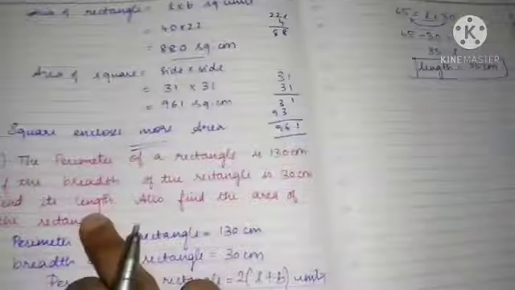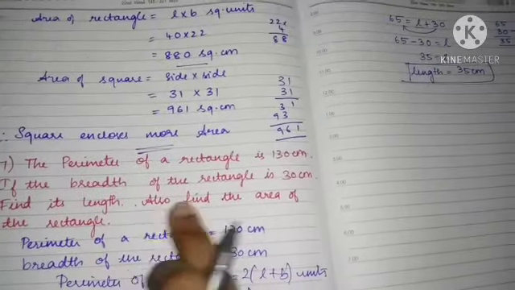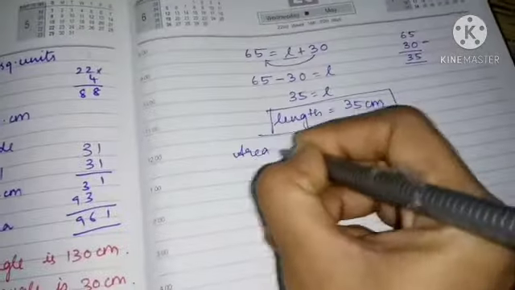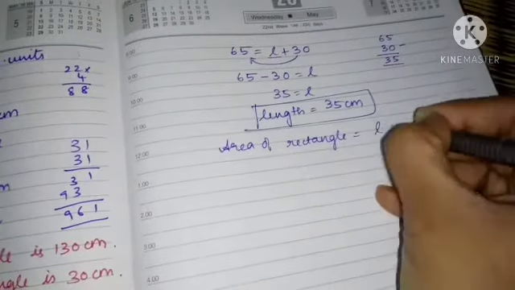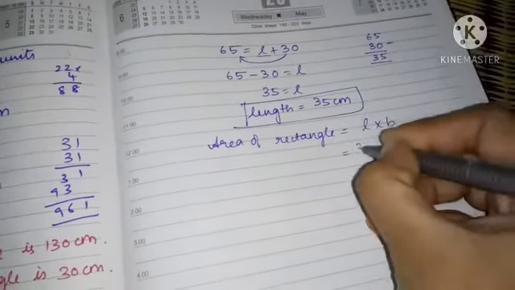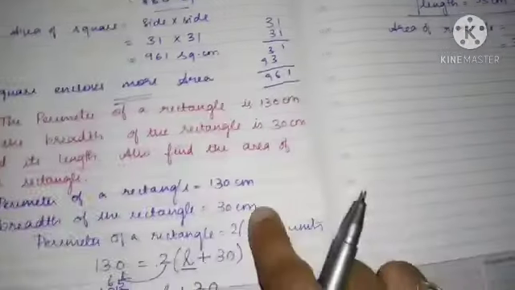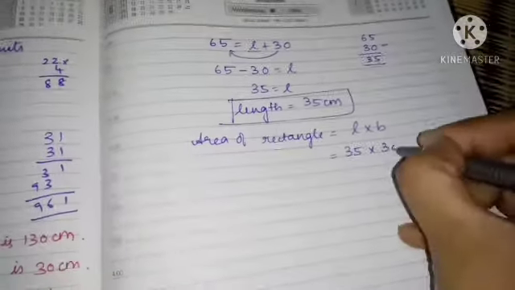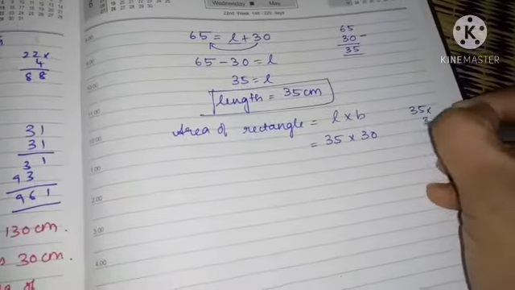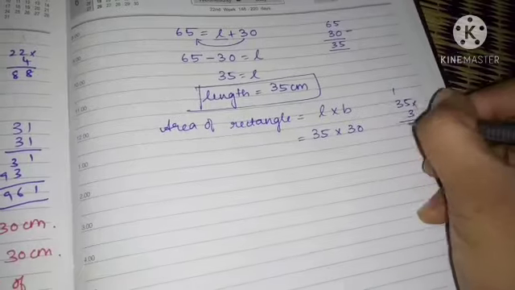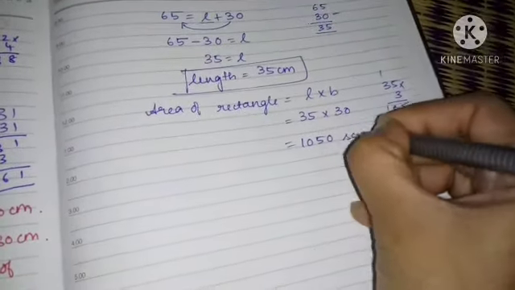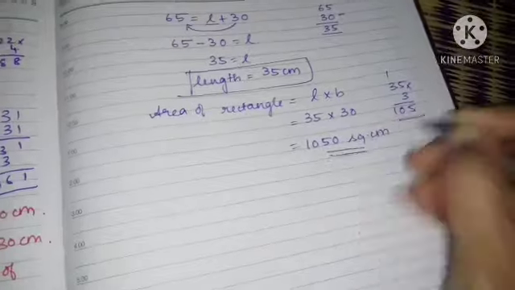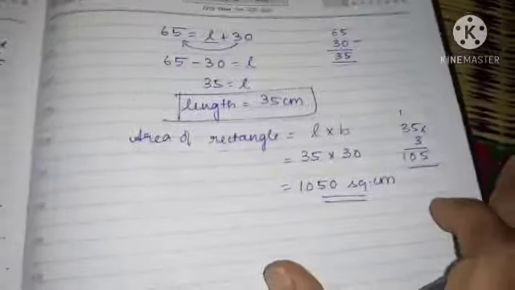So now we have found the length. Then also find the area of the rectangle. So what is the area of rectangle formula? L into B. Correct? So what is the length? 35. Breadth is 30. So 35 into 30. 5 3s are 15, 3 3s are 9, 10. So 1050 square centimeter is the area of the rectangle.